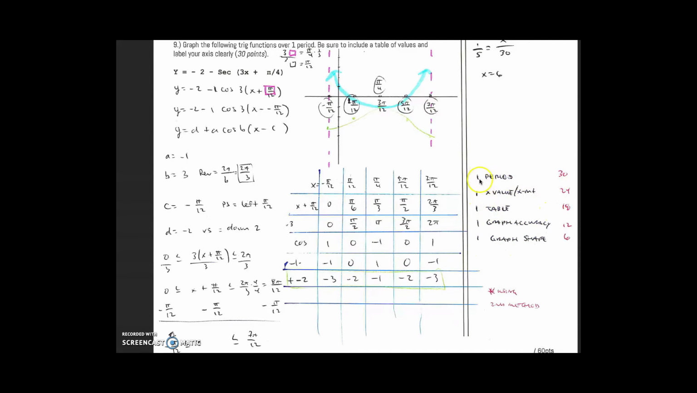So the 5 criteria: you get 1 point for the period, 1 point for x values and x intercepts, 1 point for the table, 1 point for graph accuracy, like the asymptotes in the correct regions, and then 1 point for the graph shape, meaning, let's say I give you secant and you did not graph tangent.